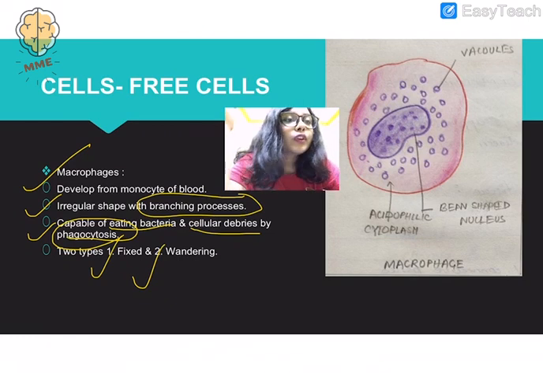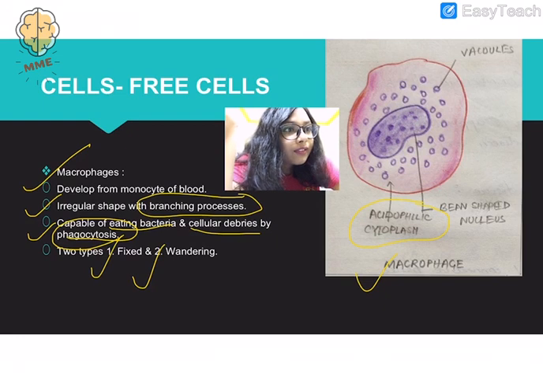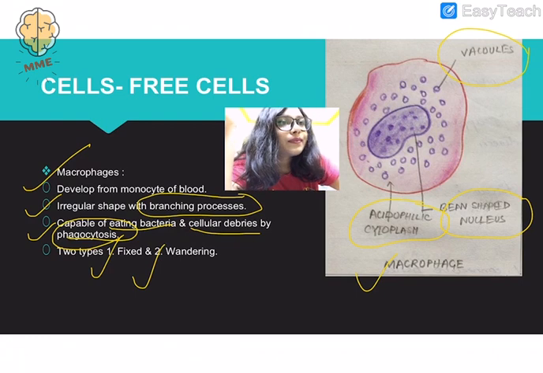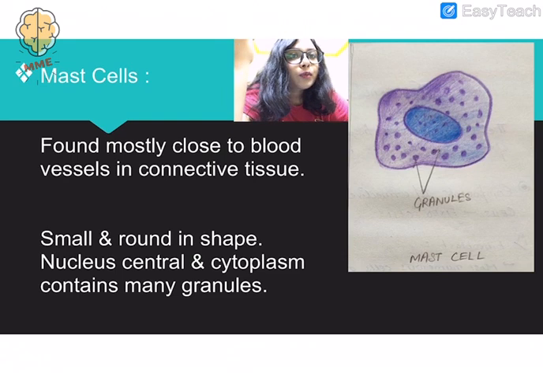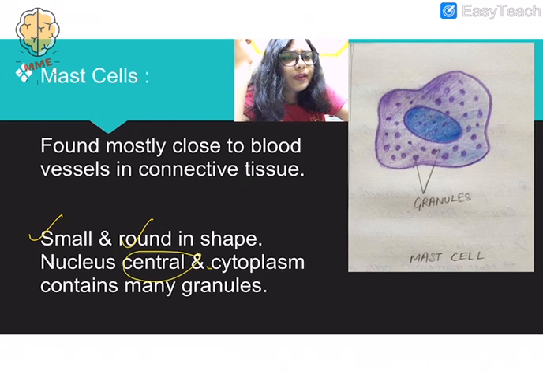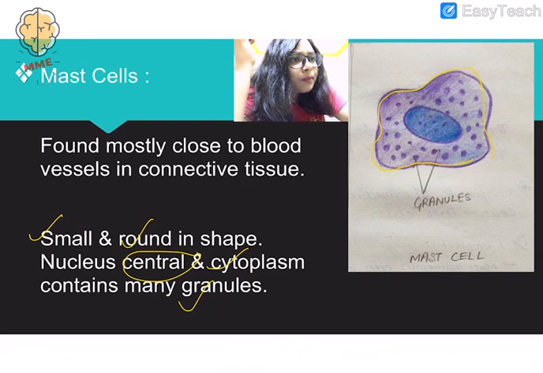This is how you will draw the macrophage. You see here acidophilic cytoplasm, then we have a bean-shaped nucleus, then we have vacuoles in it. Now coming to the mast cell. Mostly they are found close to the blood vessels in the connective tissue. They are small and round in shape, the nucleus is central, and the cytoplasm contains granules. These are the granules. Sorry, did I say monocyte? I'm sorry, that's mast cell.